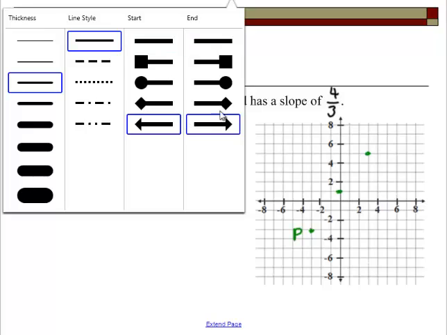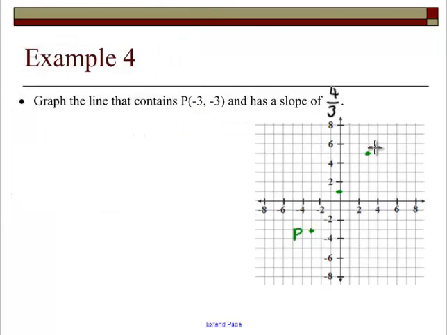Let me get some arrows on the ends of my line. There we go. So make sure you always plot the line with arrows because it is a line going on forever. It's not a line segment.